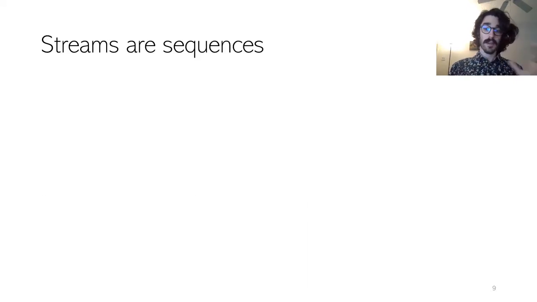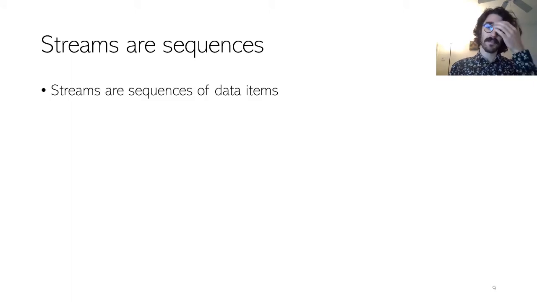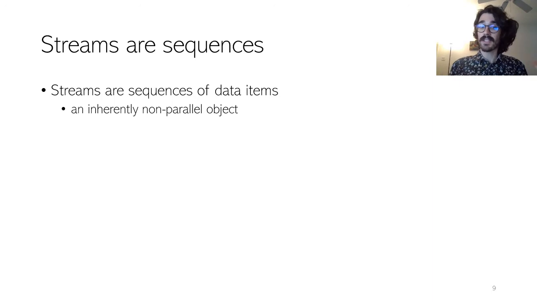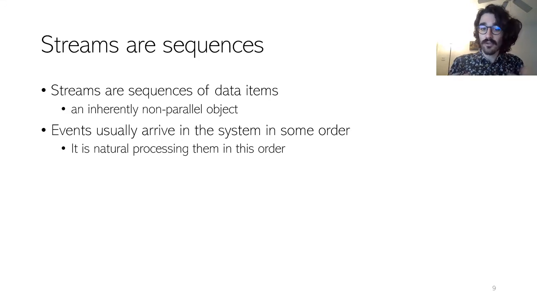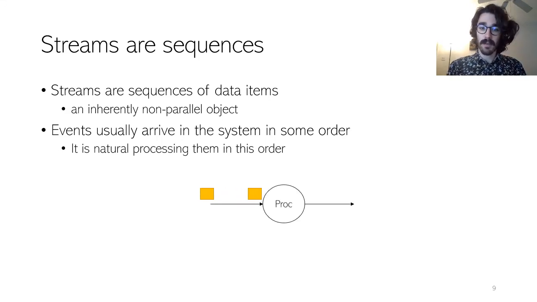The reason is simple, actually: streams are sequences, and sequences are an inherently non-parallel object. Events usually arrive in the system in some order, and it is natural to process them in this order. For example, if we process first the first event, then the second, and then the third.